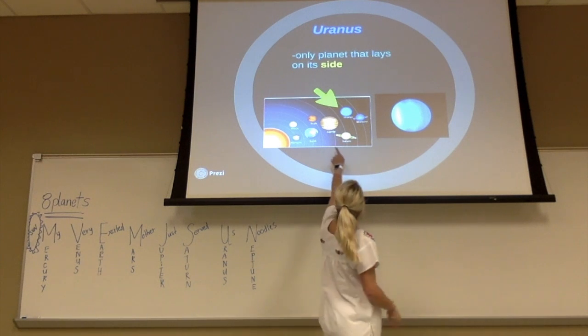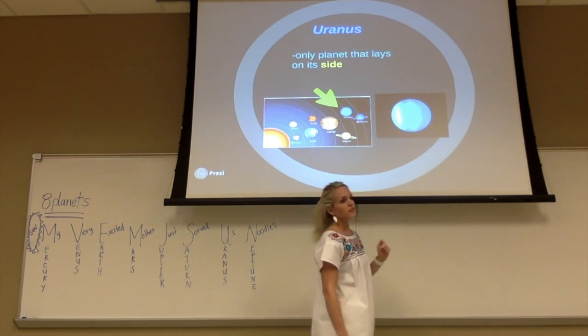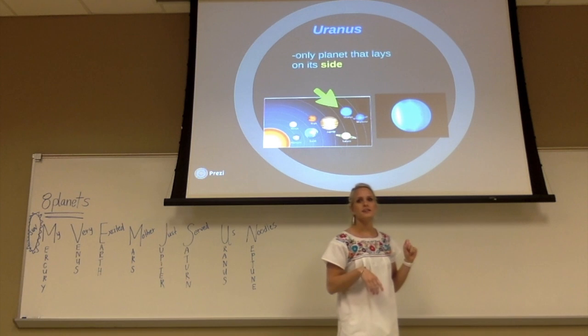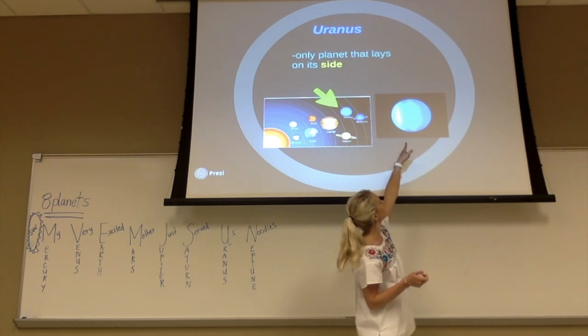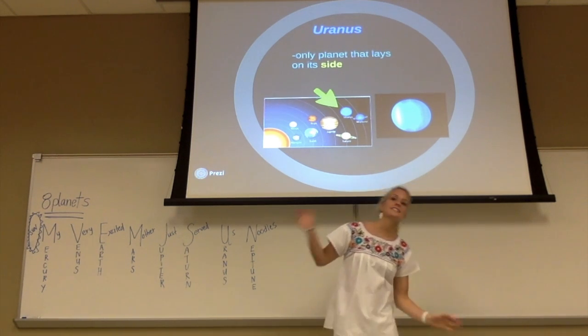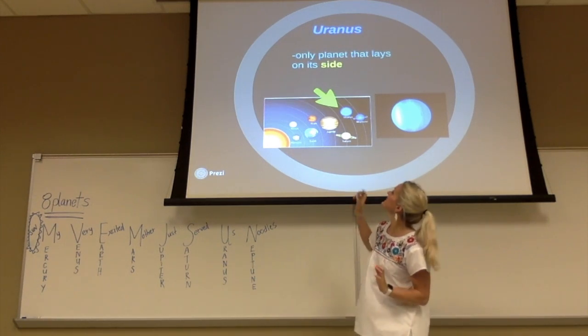What do you notice? Did you see the lines on these other planets? Yes, they're going up and down. They're different, right? So that can help you remember it's on its side, okay? And it's Uranus.